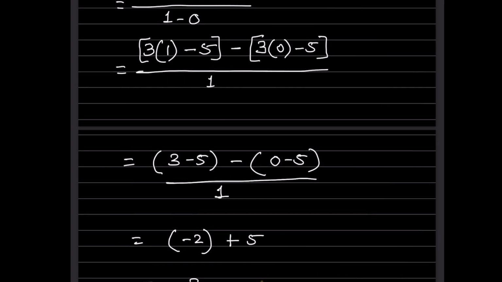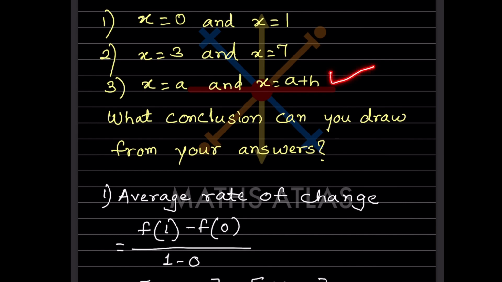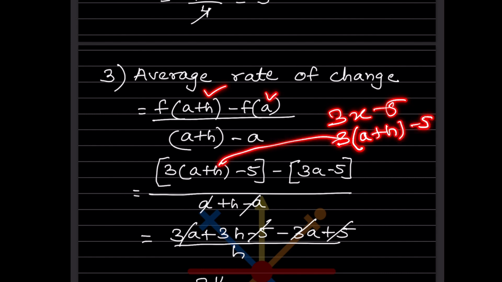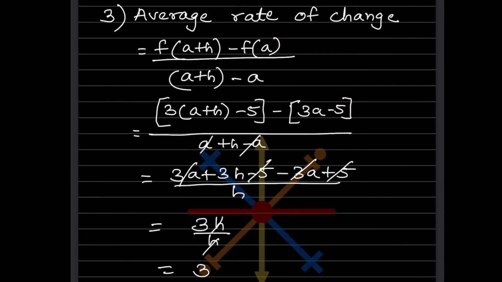So now let us see the third one, that is x is a and x is a plus h. So here a plus h and this is a. So this will be a plus h minus a. Again here 3x minus 5, so you are going to put x. We will write 3 separately and put the bracket over here, a plus h, minus 5. And here you are going to put 3a minus 5. So now what will you do? You are going to expand it: 3a plus 3h minus 5, and minus 3a, and this minus minus becomes plus 5.